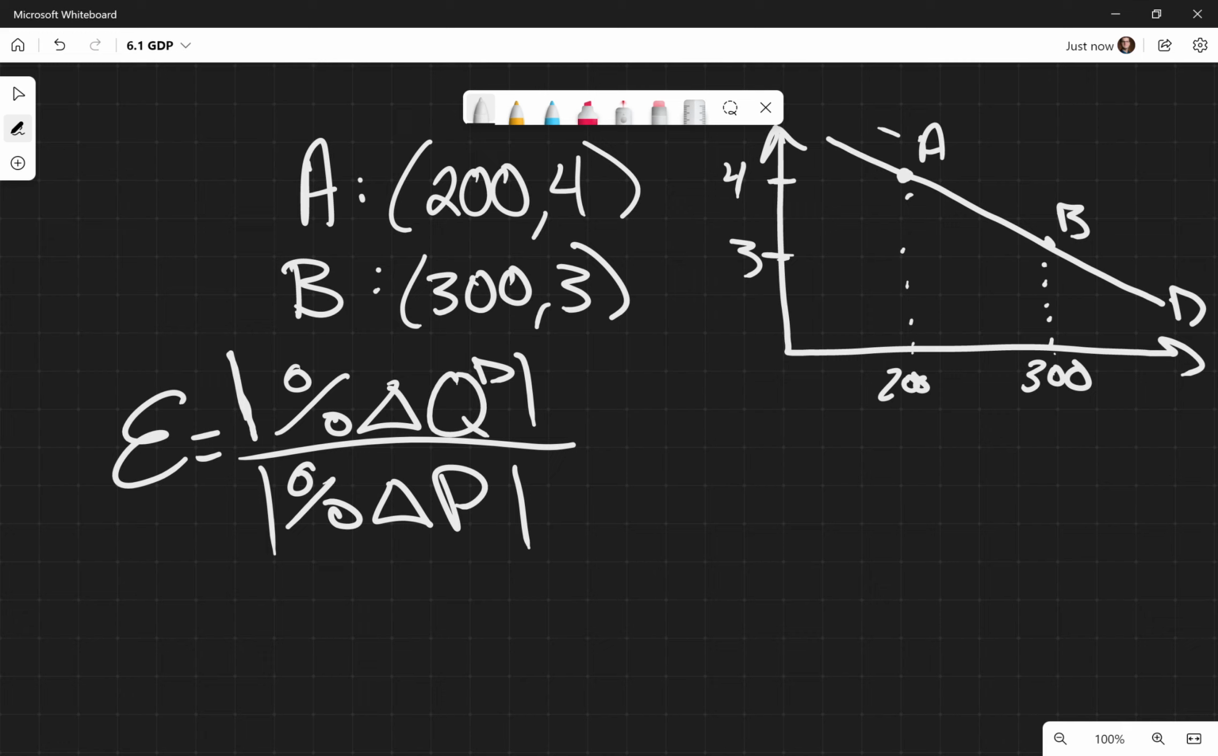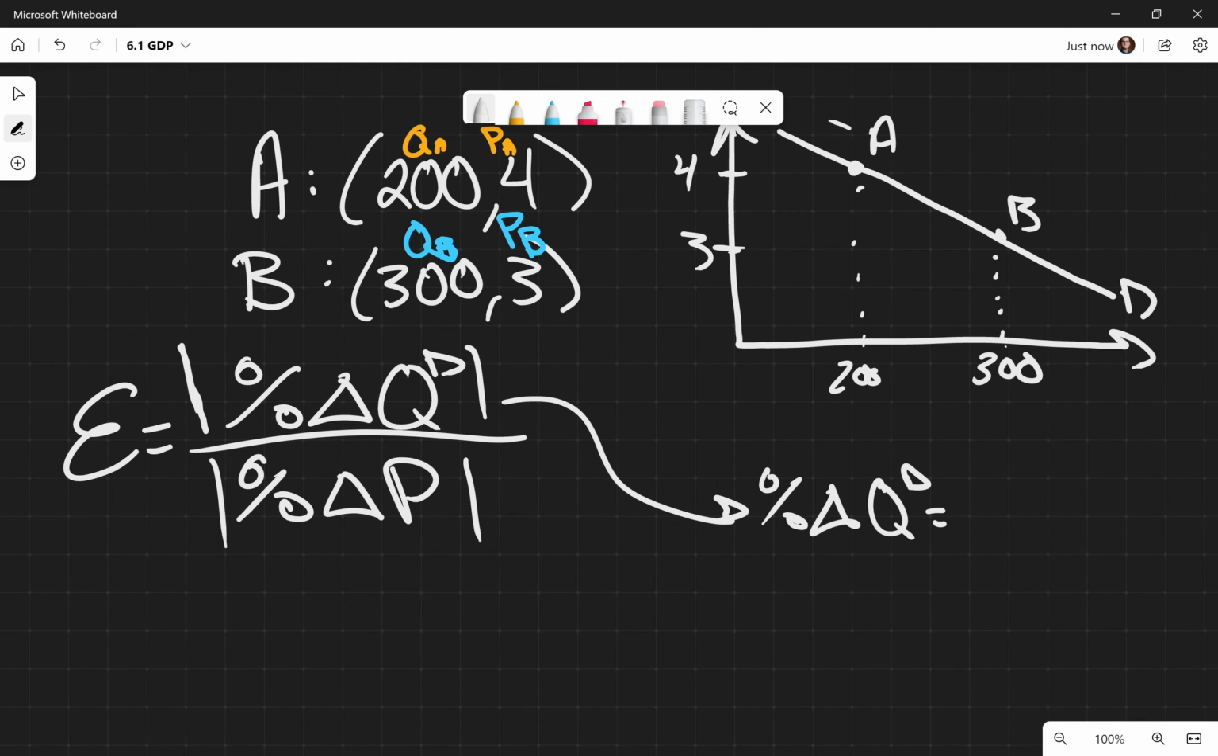So in order to do this, we're going to label a couple of things. We're going to label this our QA, and we're going to label this our PA. We'll label this our QA or QB, and then we'll label this our PB. And we're going to separate these things. Let's do our percentage change in quantity demanded first.